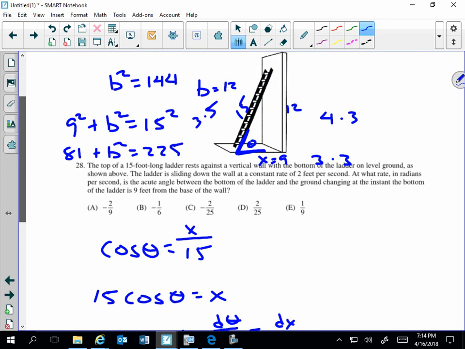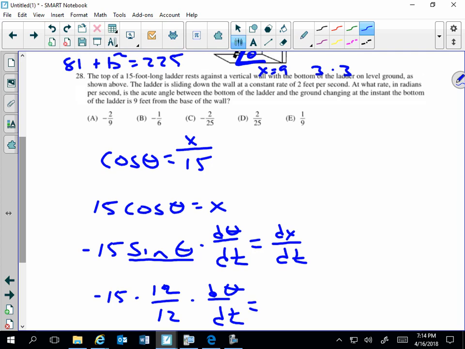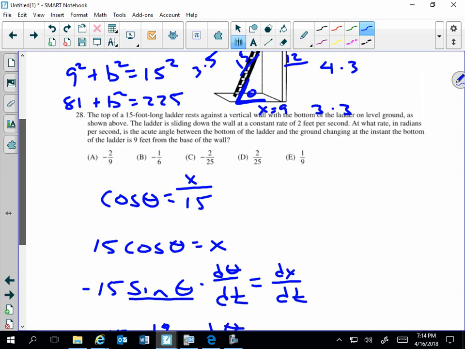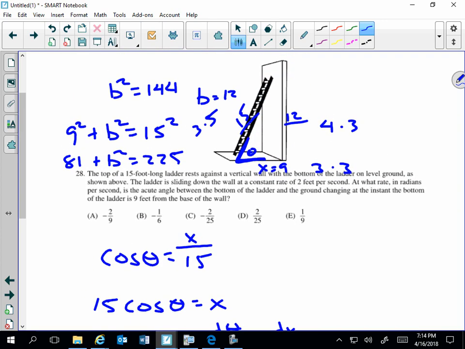So sine of theta is opposite over hypotenuse. I'm looking for d theta dt. They said dx dt is the ladder sliding down the wall at a rate of 2 feet per second. Okay. Oh, that's a bummer. I shouldn't have done that. I was looking at it sliding out from the wall. It's sliding down the wall.